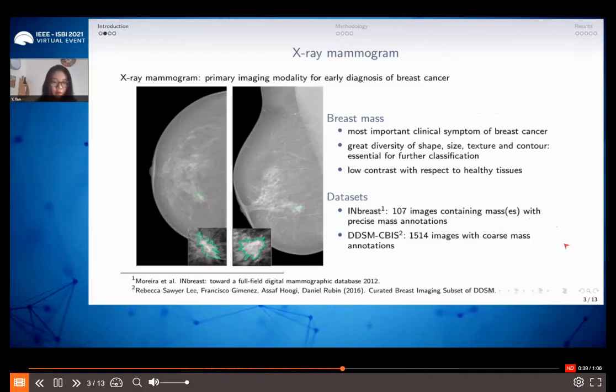To conduct the X-ray mammogram study, we use 2 public datasets in our work. One is the INbreast. It is quite a small dataset with only 107 mass cases. The advantage of INbreast is that it provides very precise annotations of mass. Another dataset is the DDSM-CBIS. It's relatively larger, but it provides only coarse delineation of mass.